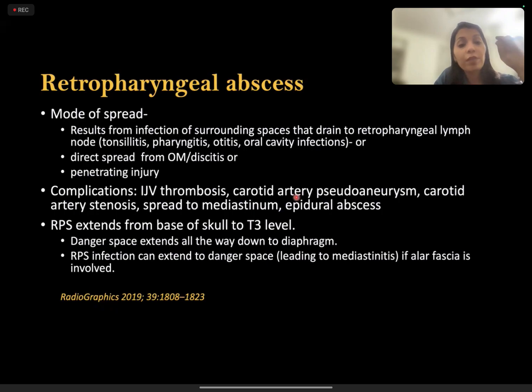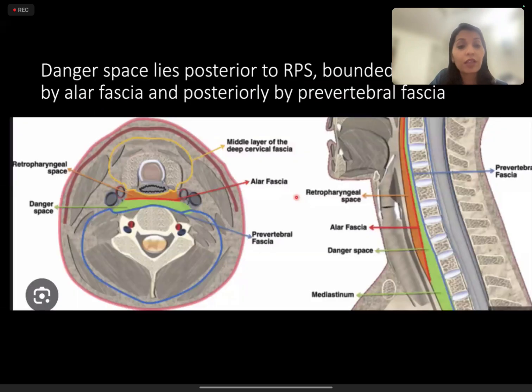Now the retropharyngeal space extends from the base of the skull to T3 level. Now, it's important to note that there is something which I'm sure you remember from anatomy days. There's a danger space. So I've got a schematic here. So the retropharyngeal space here is the one in orange, and the danger space is the one in green, and these two are separated by the alar fascia.